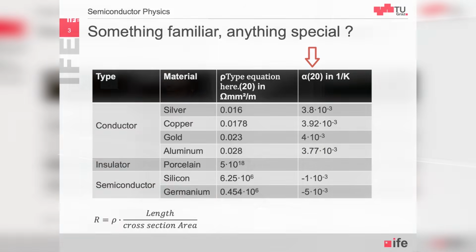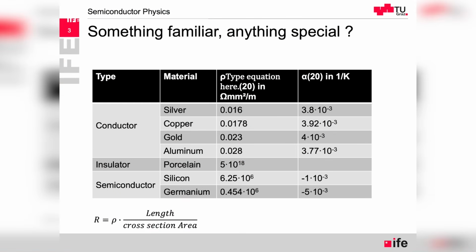What do you see here? What are the features that you see from this table? So for example, you can see the difference between conductor and insulator in the resistivity, right? That's quite obvious. Now, in the last column, what can you see there? Is there anything worth noticing?